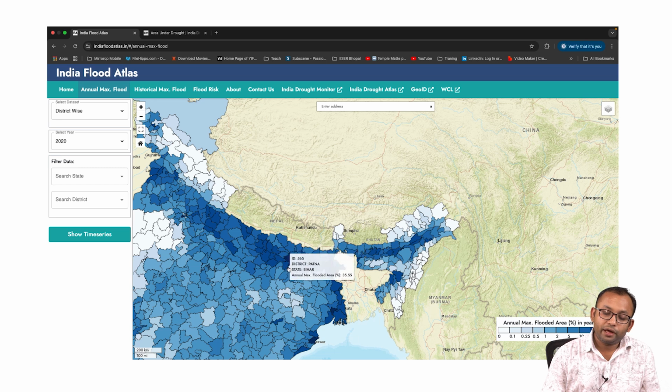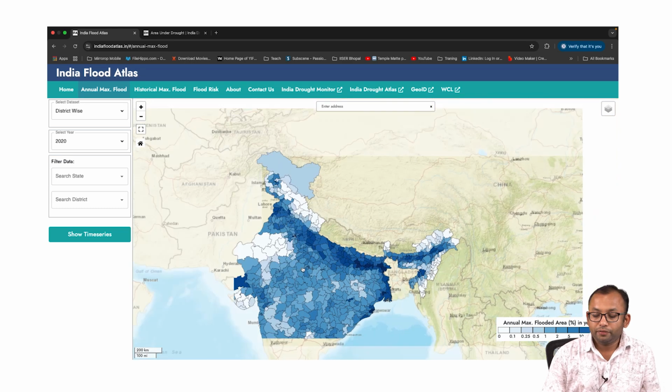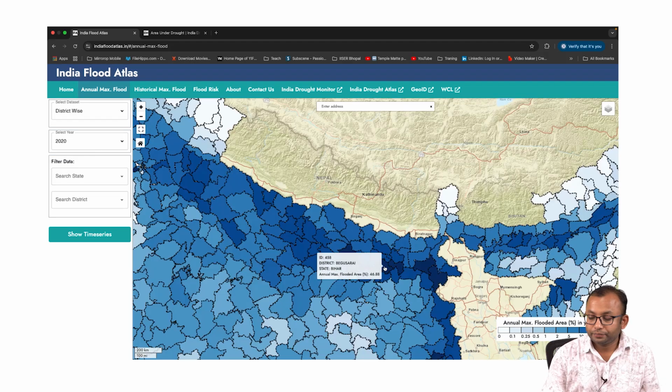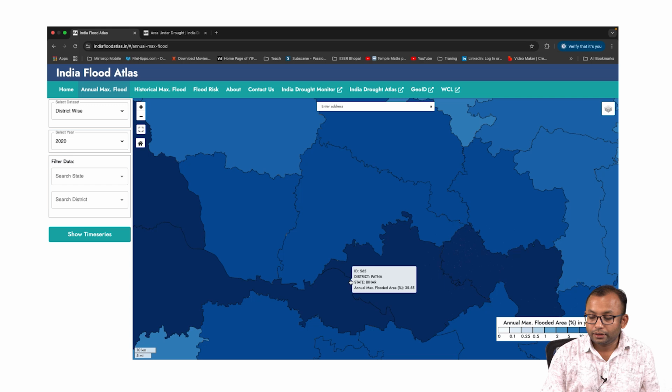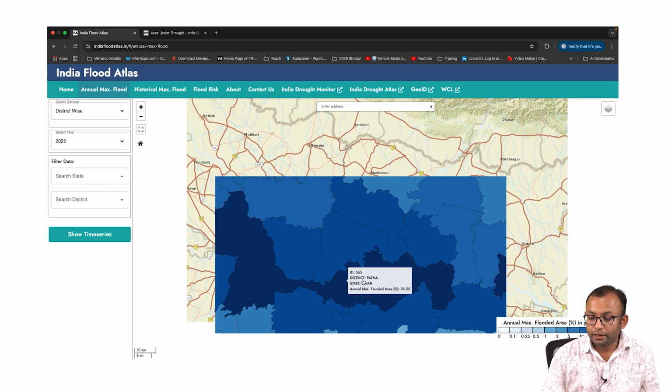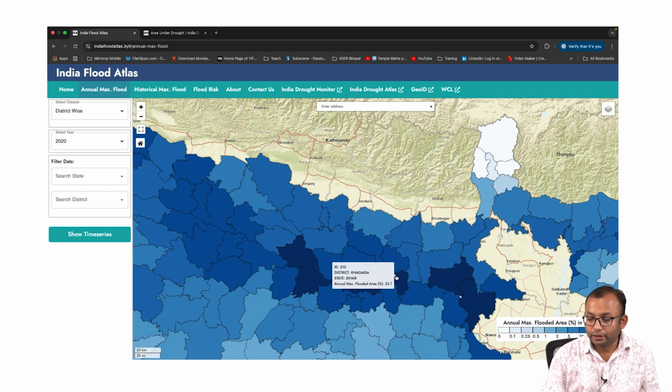Potentially, this is the region where the Kosi river and other rivers meet, and that creates a significant amount of flooding that creates significant problems there. So, for example, if I zoom here, let us say this particular region, Patna and Begusarai and Khagaria and all these regions. Let us say if I talk about the Khagaria region.